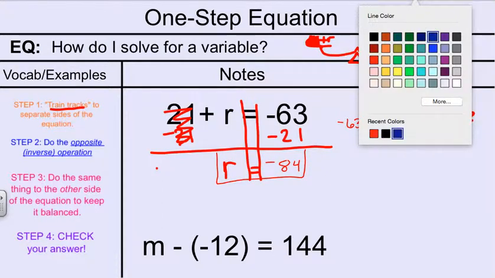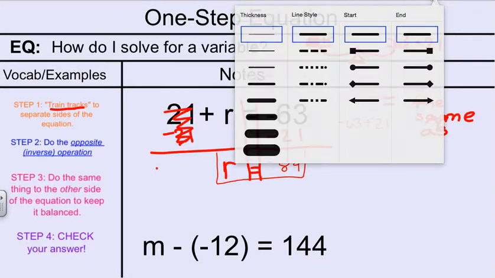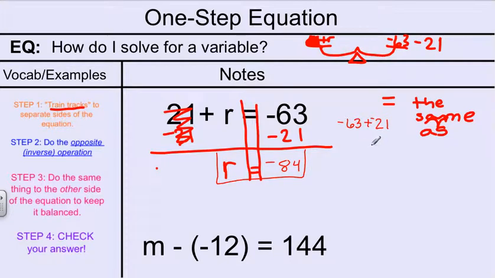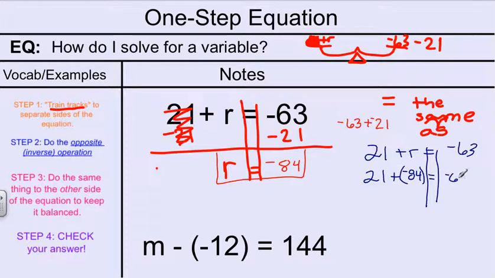The beauty of one-step equations is that I can check to make sure that I'm doing it correctly. So I'm going to come over here and perform the check. I know that I want 21 plus r to be the same as negative 63. I know that I just solved r to be negative 84. So I'm going to have a 21 plus, but instead of r, I'm going to put in that negative 84 because that's what I just solved it to be. And I want that to equal negative 63.